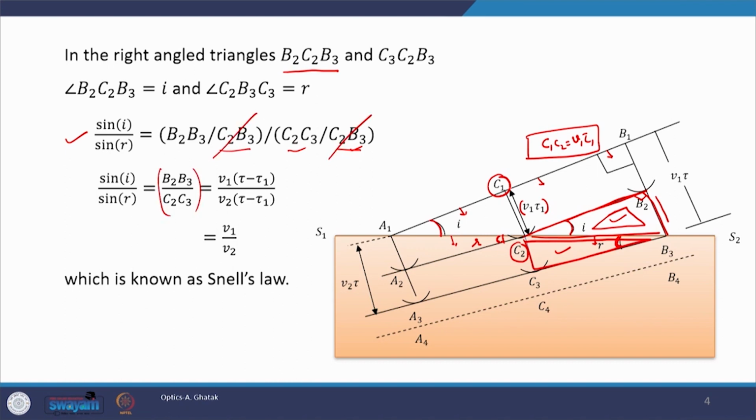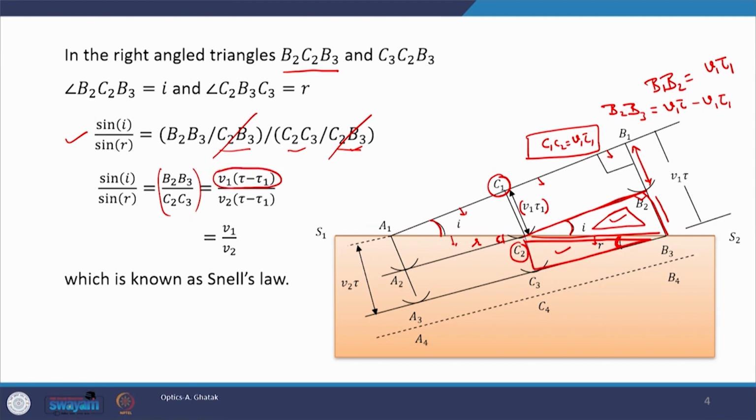Now as we know, c2c3 is v1 into tau, and this is equal to c2c3, therefore b1b2 would also be equal to v1 into tau, and therefore the b2b3 distance would be equal to the total distance v1 tau minus v1 tau 1. We can take v1 out, then we will get v1 into (tau minus tau 1).